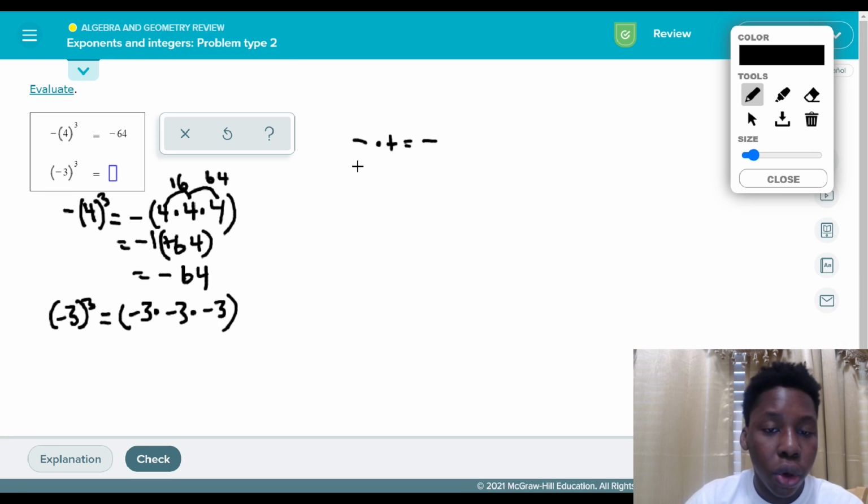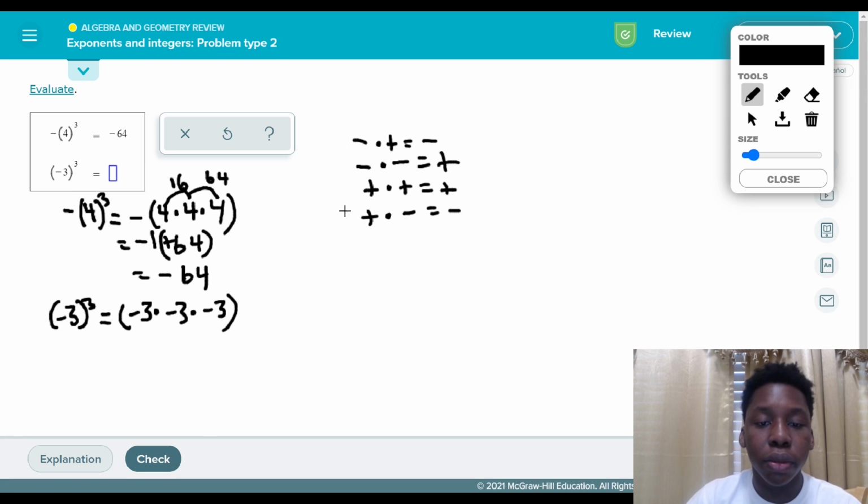And so we know minus times minus equals what? Plus. Or plus times a plus equals a plus. Then a plus times a minus equals a minus. This table will be really good if you can keep it or memorize it. This is what you're going to be using all through your mathematics life.